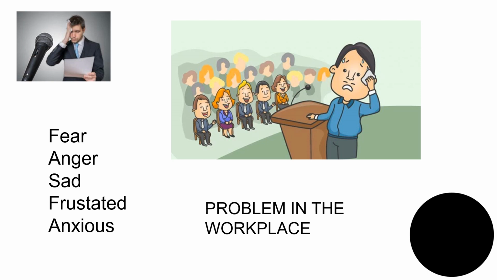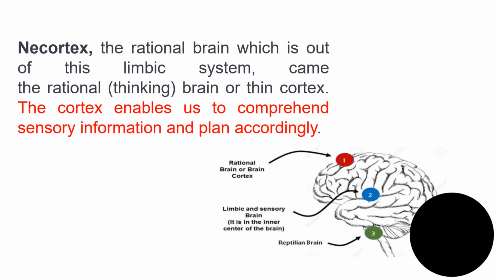So the problem in the workplace is that this prejudice sometimes creates fear, anger, frustration, anxiety, or whatever. So at the end of the day, all in all, we need to work with the third part of our brain, the third brain, the rational thinking.